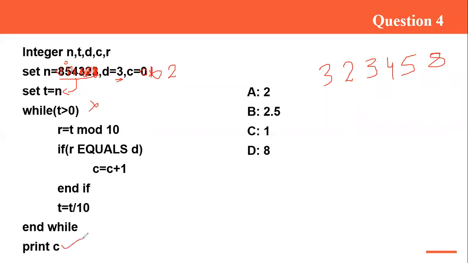After while we are printing the value of C. What is that? 2. If you observe the whole code, what was it doing? It was counting the number of threes in the given number. That is nothing but 2. Right? Understood, everyone? Someone who asked me to repeat, I hope it's clear.